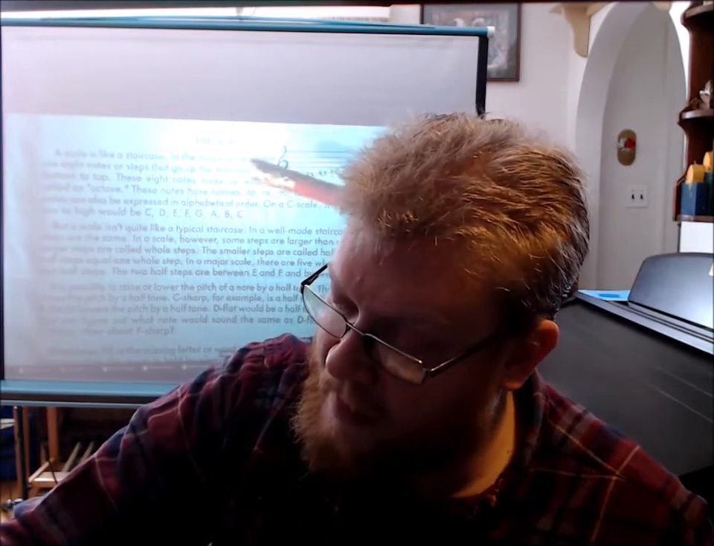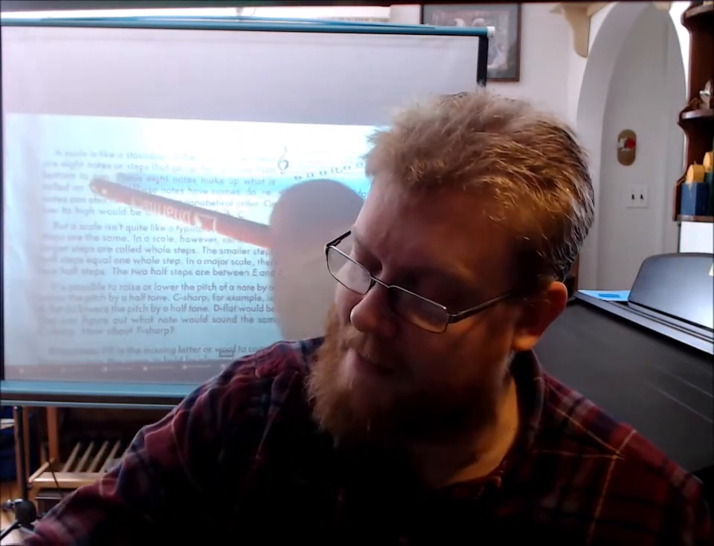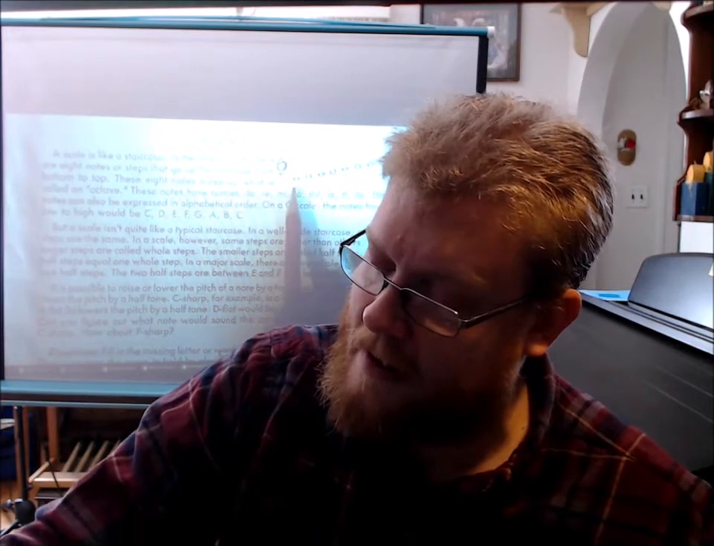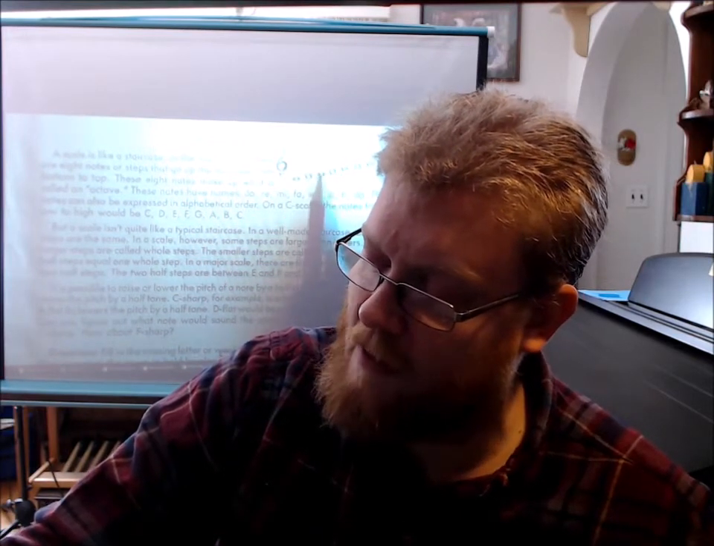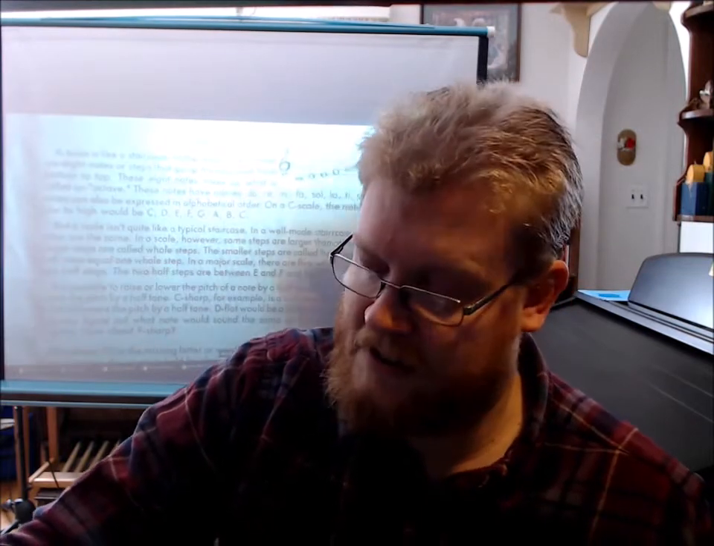So we're going to turn that over to the scale on the next page. A scale is like a staircase. In the major scale, there are 8 notes or steps that go up the staircase from the bottom to the top. They show you this already. 8 notes: 1, 2, 3, 4, 5, 6, 7, 8. Yep, 8 different notes over there.